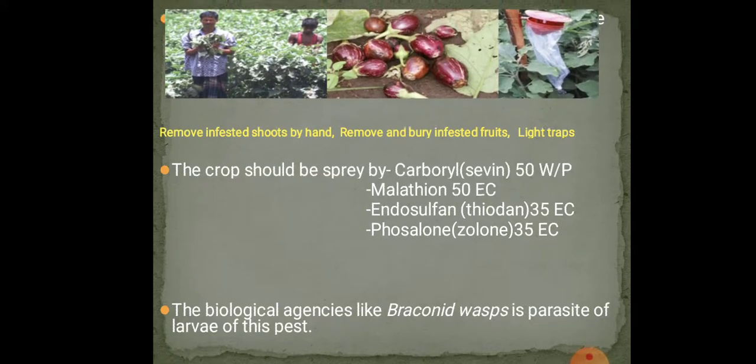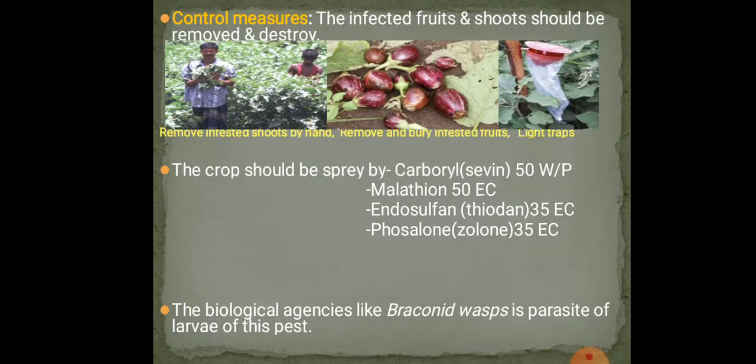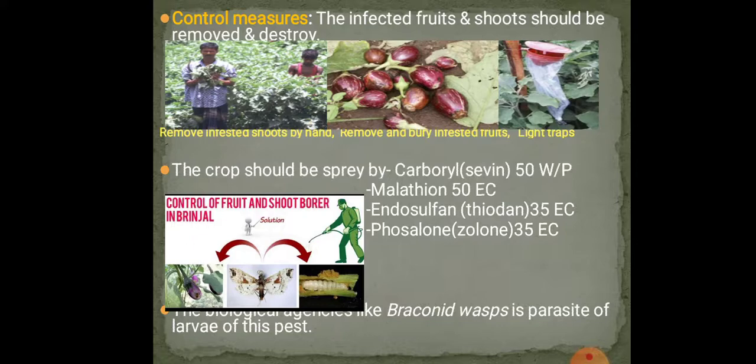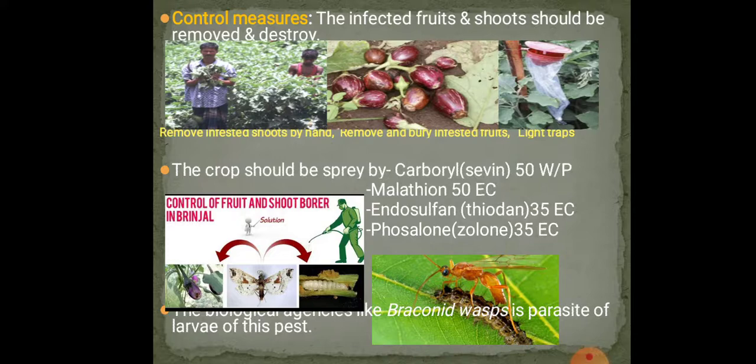Then the crop should be sprayed with malathion 15, endosulfan and phosalone solution. The biological agent, the braconid wasp, is a parasite of the larvae of this pest. Use this wasp for the control of this brinjal fruit borer.